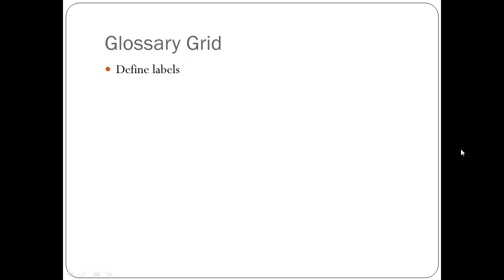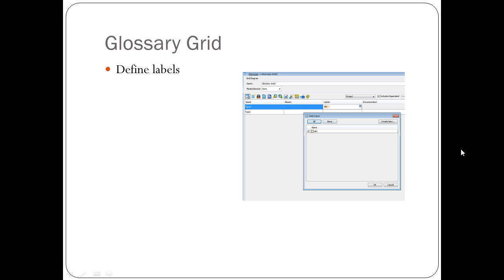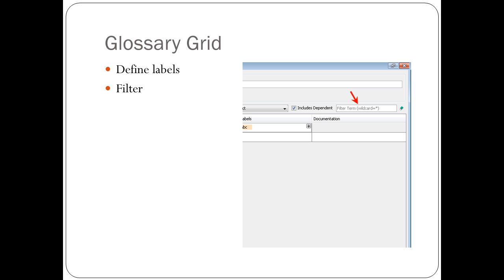Next, we'll look at how to define labels, which allows us to put glossary terms into logical groups. For example, a group can be Human Resources Department, Order Process, Accounting, etc. This is particularly useful when we work with a large amount of glossary terms. Then, we'll see how to use a filter to narrow down our glossary list to work on. Let's go to the demo now.